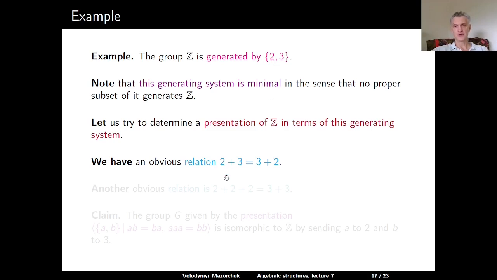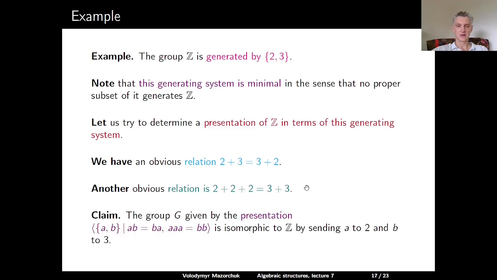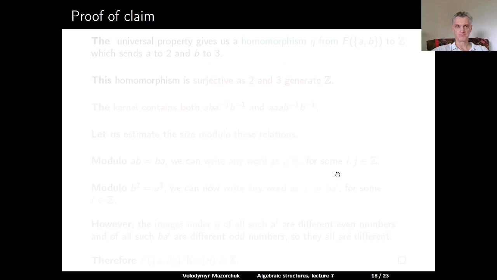Of course, there is an obvious relation that 2 plus 3 is equal to 3 plus 2. They commute. But here is another relation. 2 plus 2 plus 2 is equal to 3 plus 3. So our claim is that the group G, which is given by the following presentation, so you have two generators a and b, and the relations a and b commute, and aaa is equal to bb, is isomorphic to Z by sending a to 2 and b to 3.